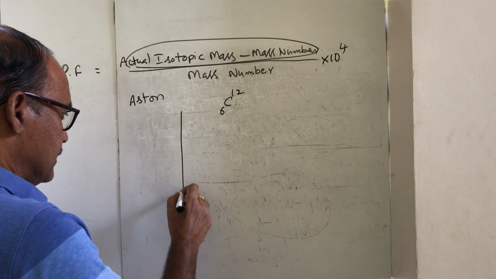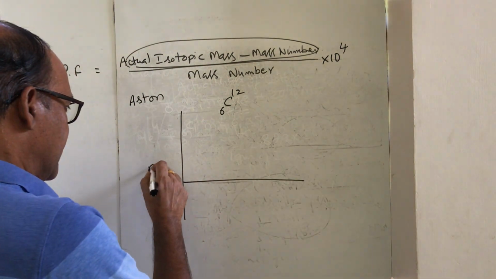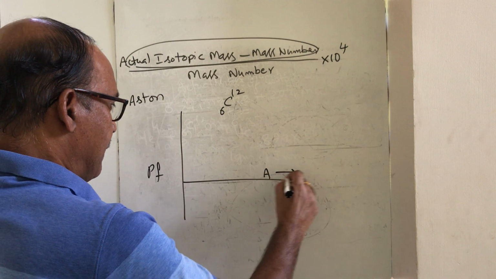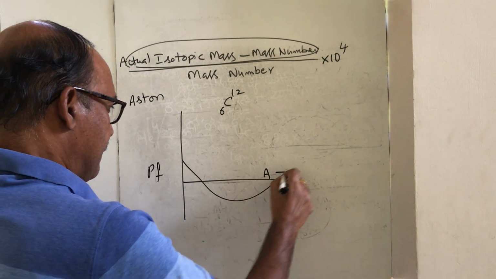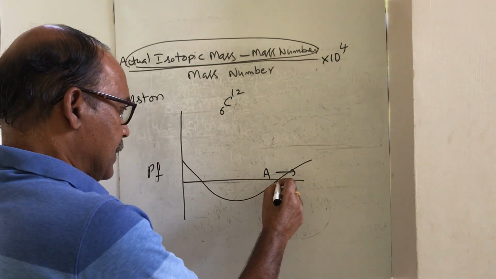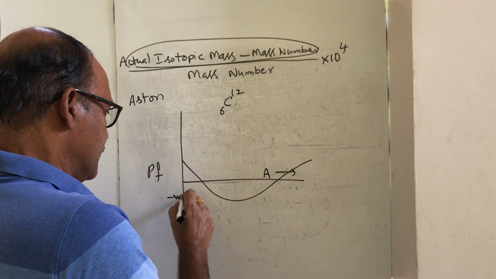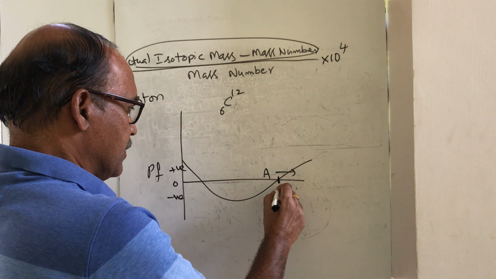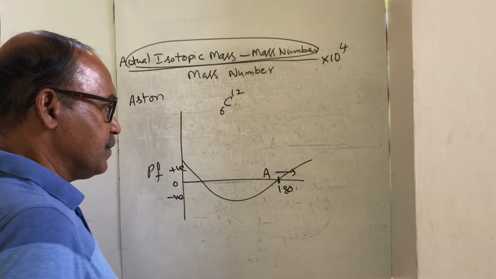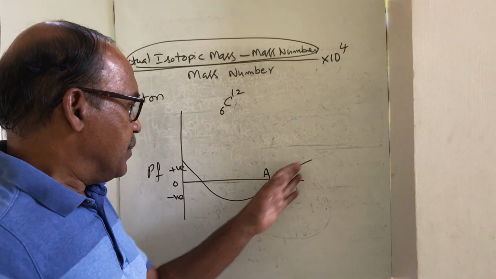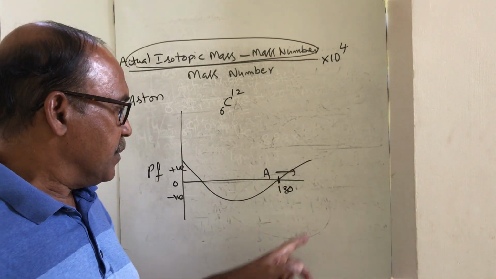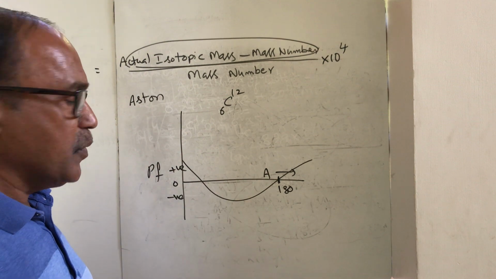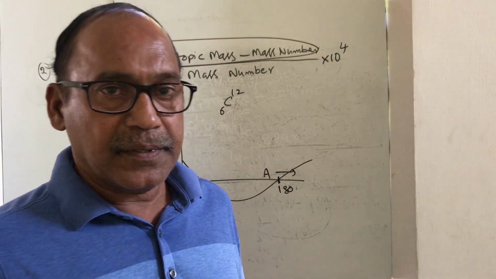The graph looks like this. This is the packing fraction, and this is the mass number A. It is negative, then positive. This is around mass number 180, and beyond that the nuclei are unstable. These medium mass number nuclei are stable. Most of the transition elements are stable.